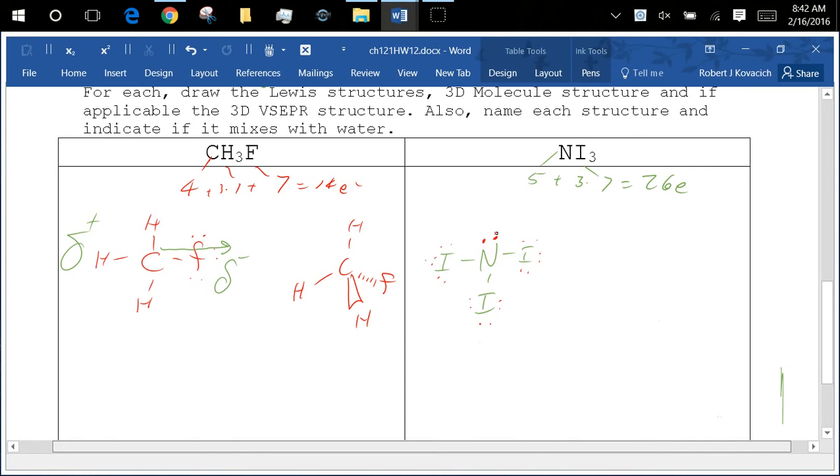So can there be a VSEPR structure for this one? Yes. Sure. That central atom has more than one thing on it. So the VSEPR structure for this is going to look like what? No. No, that's the molecular structure. It's a tetrahedral. That central atom has 4 things around it. One of them is a lone pair of electrons, but there are 4 things around that taking up position.